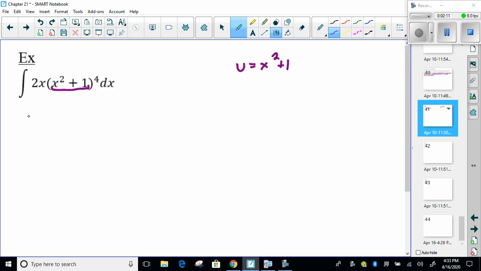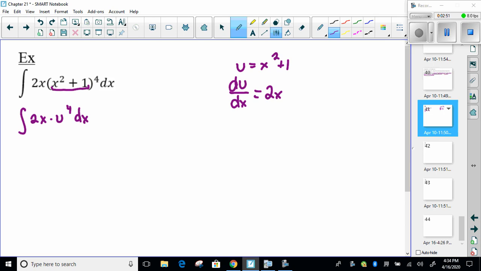Now what we have is the integral of 2x times u to the 4th dx. Here's the problem. We're taking the derivative with respect to x, but I have a u in here. I can't have both x's and u's if I want to integrate this. Here's how that's going to be fixed. Let's take the derivative of u with respect to x, so du/dx. This goes back to when we first started calculus. What's the derivative of x squared? 2x. What's the derivative of 1? 0. So that's the derivative.